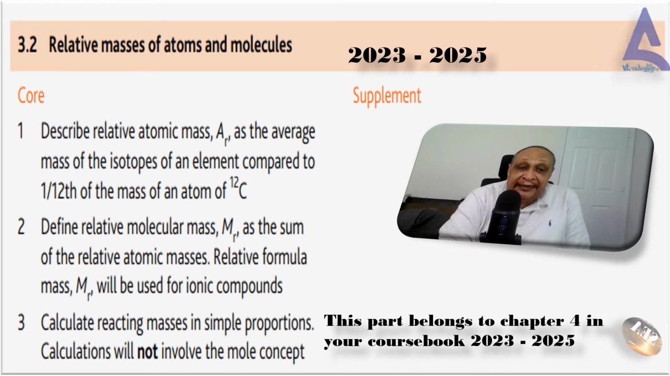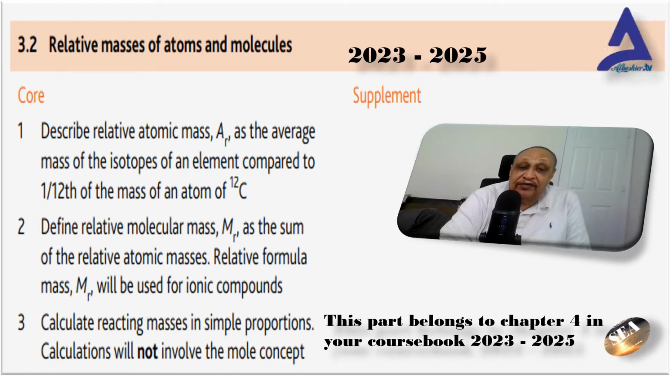Define relative molecular mass, Mr, as the sum of the relative atomic masses; relative formula mass will be used for ionic compounds. Calculating reacting masses in simple proportions: calculations will not involve the mole concept.